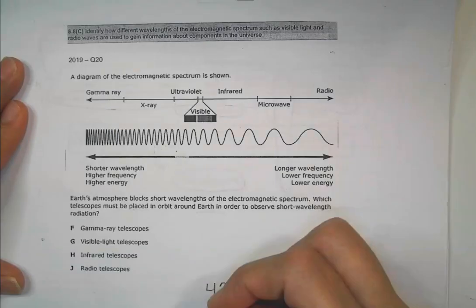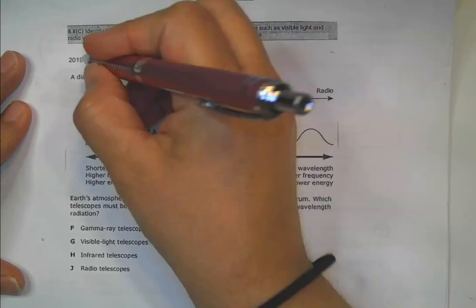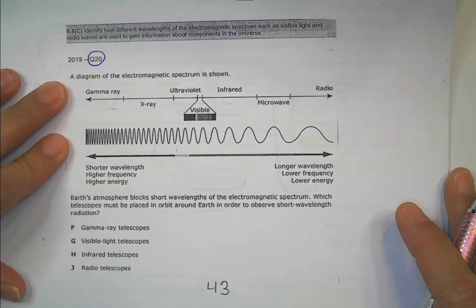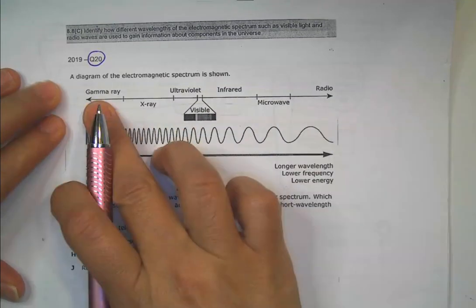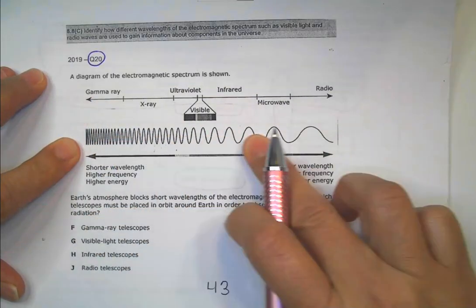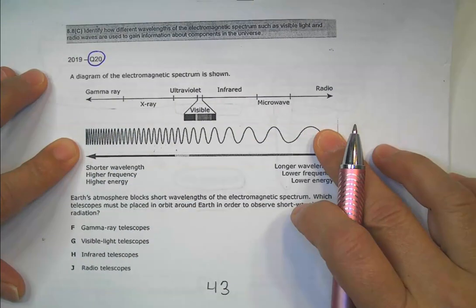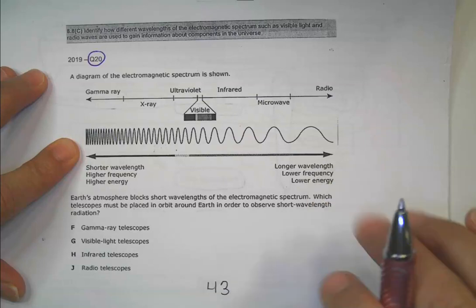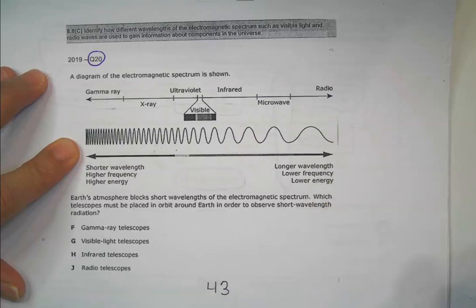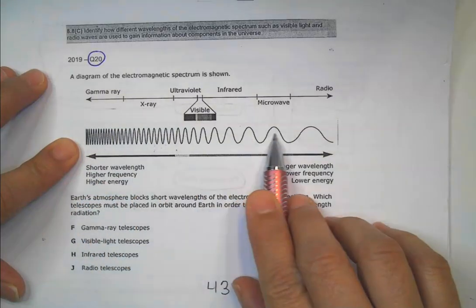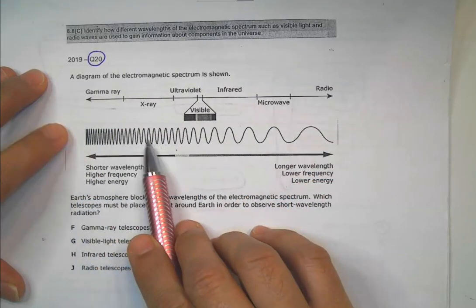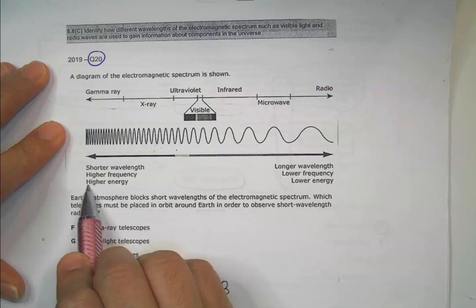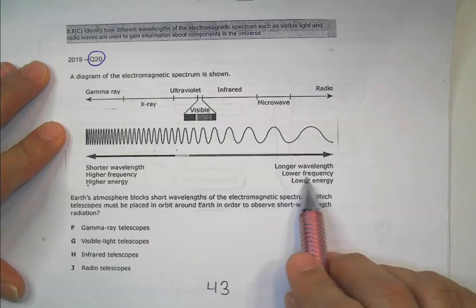Now we're still looking at page 43, but at question number 20. For this one, guys, it says the diagram of an electromagnetic spectrum is shown. Again, it starts from gamma rays, the shortest wavelengths, and then goes to the longest wavelengths. If you remember the previous one, we started with the longest wavelengths onto the shortest. So here we go from most energy to least, from shortest wavelength to the longest, which means that the higher the frequency, the higher the energy. Longer wavelength, lower frequency, lower energy.